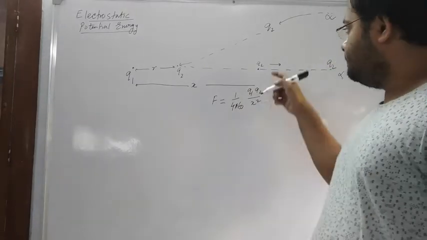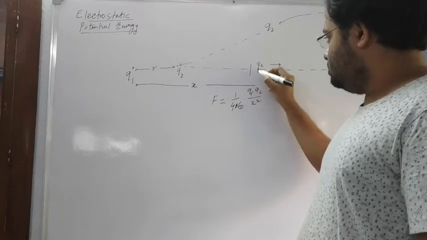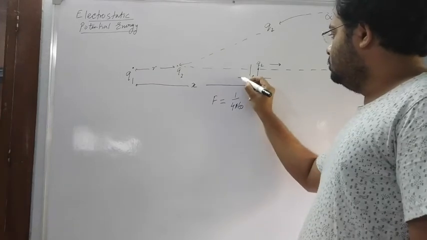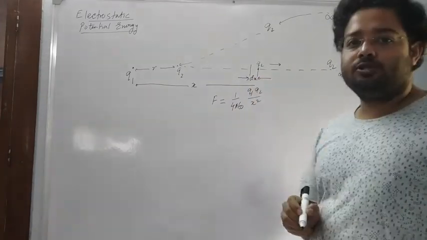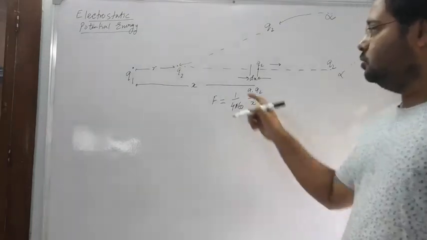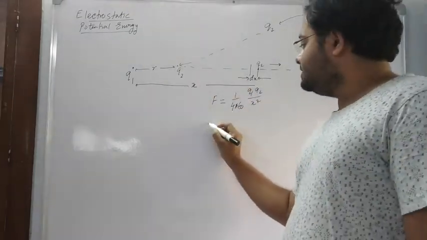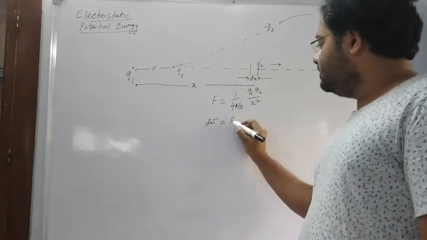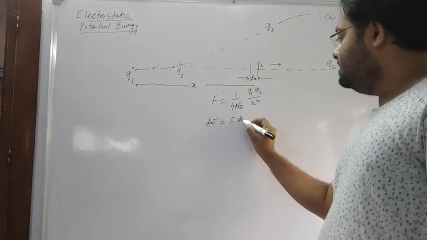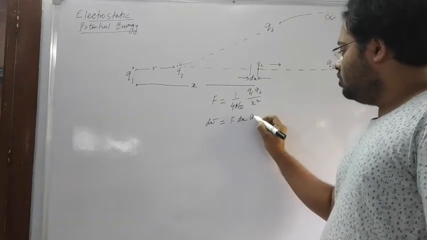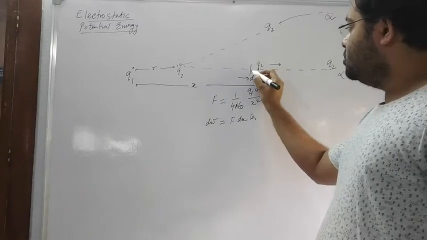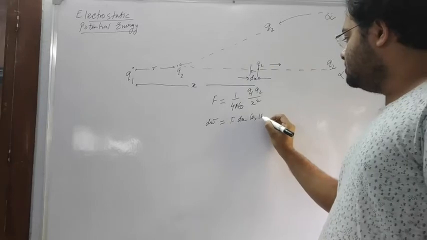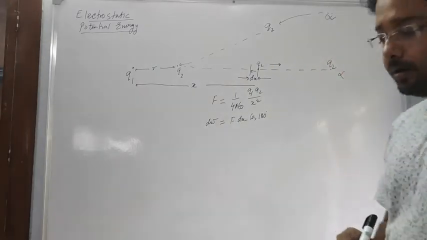Further, say it is now pushed by an external agent a very small infinitesimal distance dx towards Q1. Now, what is the small work done dW? That should be F dx cos, check, you have pushed it, so the direction of dx is in this direction and the force is in this direction, so this should be cos 180.